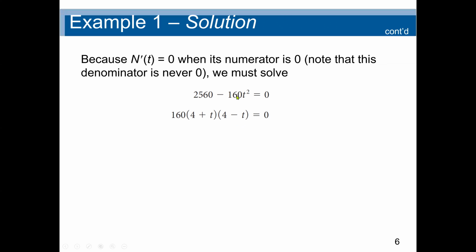160 can go into 2560, that's 16 times. So we get 16 minus t squared, and that gives us a difference of squares.